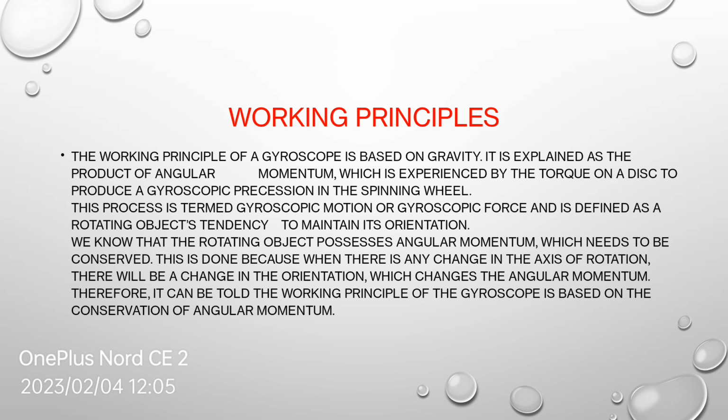This process is termed gyroscope motion or gyroscopic force and is defined as a rotating object's tendency to maintain its orientation. We know that the rotating object possesses angular momentum which needs to be conserved. This is done because if there is any change in the axis of rotation, there will be a change in orientation which changes the angular momentum. Therefore, it can be told the working principle of a gyroscope is based on the conservation of angular momentum.